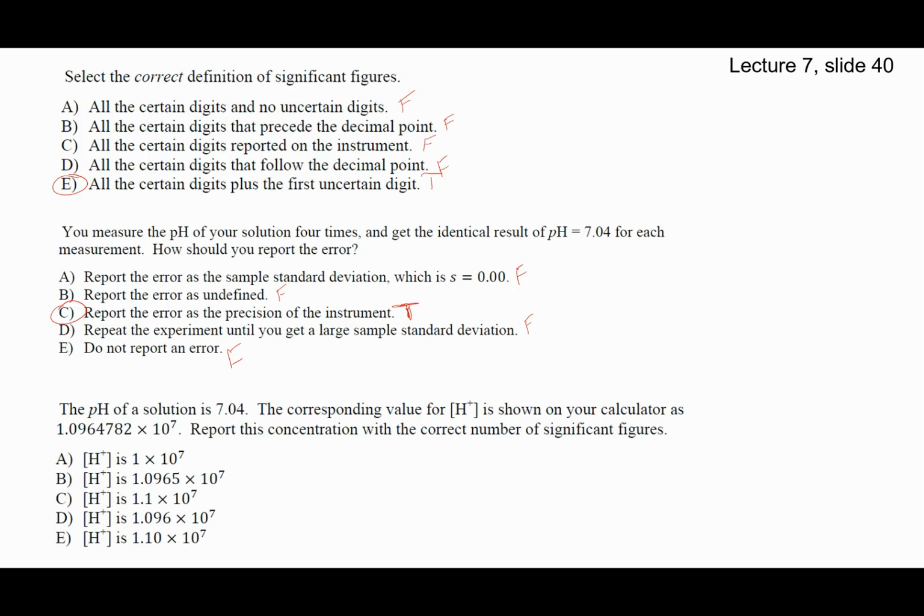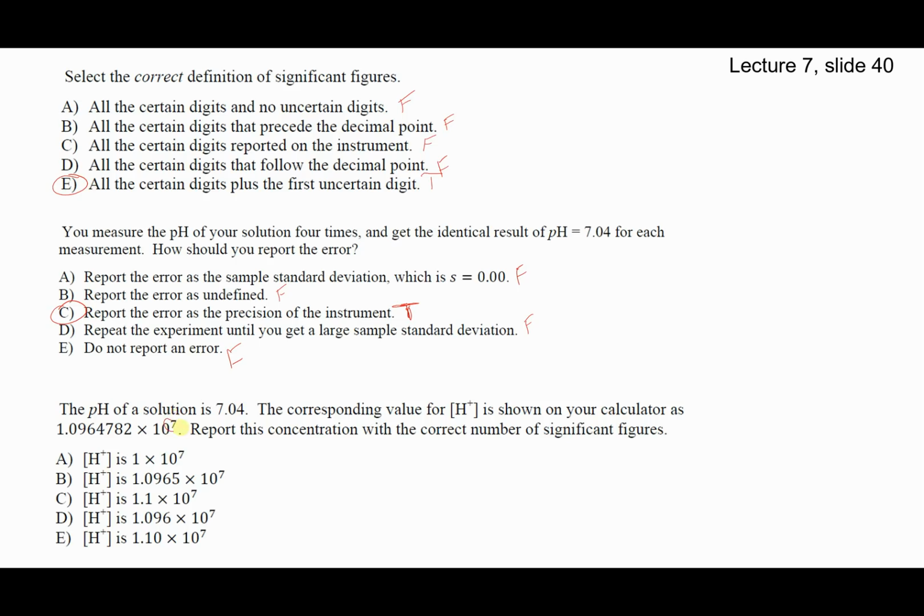Okay, the pH of the solution is 7.04. The corresponding concentration of protons is shown on your calculator as 1.0964782 times 10 to the 7th. Report this concentration with the correct number of sig figs. Well, remember, this is a pH. It's a logarithm. So what does that mean, right?